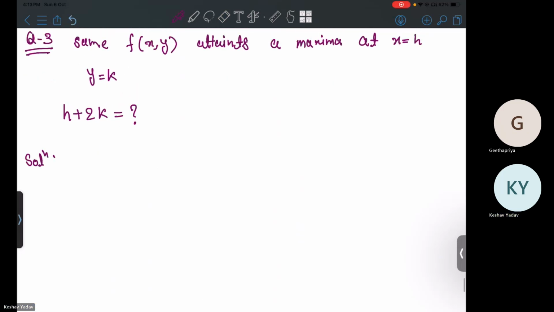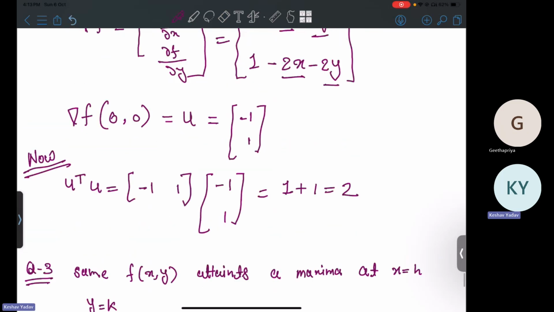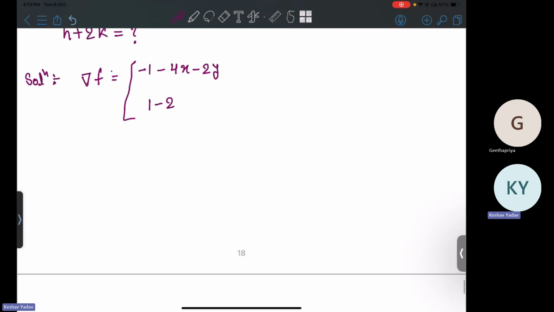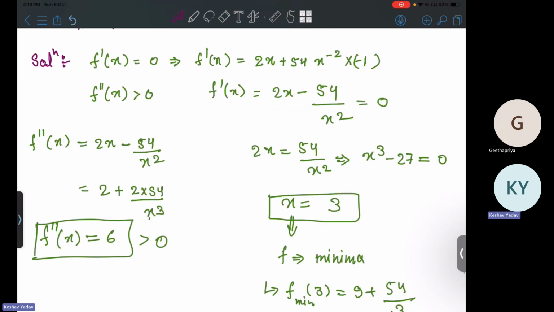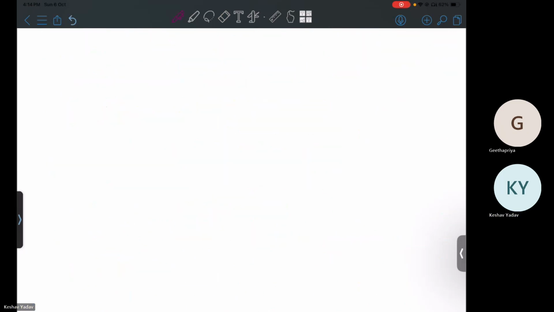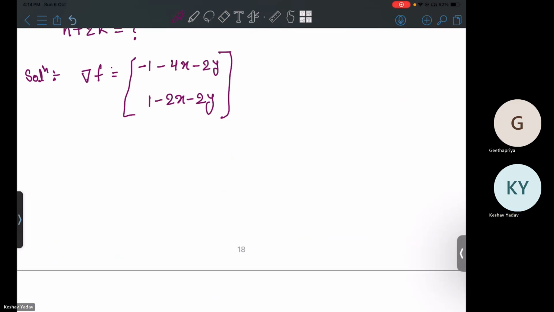So we have found out the gradient, na? Gradient of f was -1 - 4x - 2y, and 1 - 2x - 2y. This is what we have. Okay, so for maxima and minima, what we need to do? First we need to set the gradient equal to 0. Then we need to find out the Hessian and impose the Sylvester criteria, na?